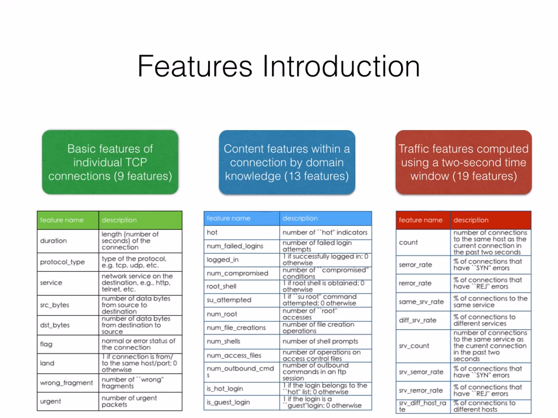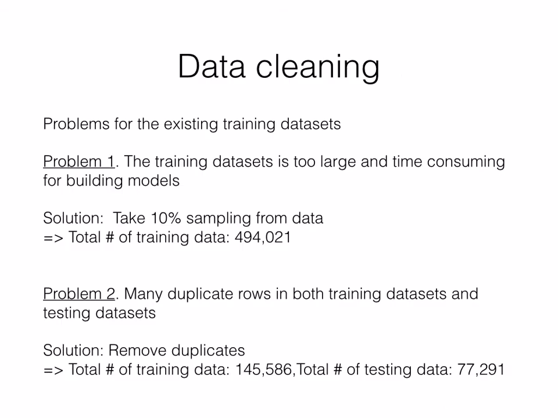Also, the source bytes, which is the number of data bytes from source to destination, is important. If you send a large number of data bytes, this might be an attack. There are also content features within a connection, suggested by domain knowledge, and traffic features computed using a two-second time window. Anyway, we have around 40 features, 41 including the response, and we use them to build a model.